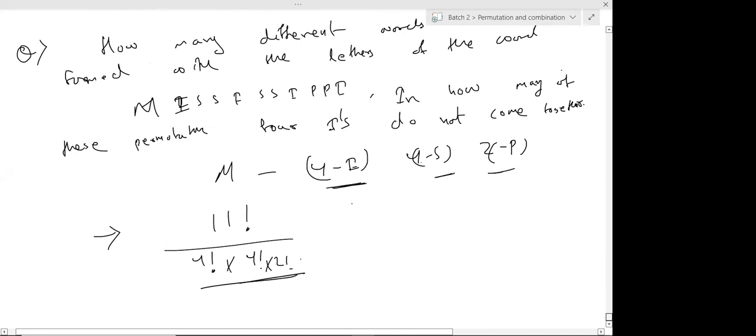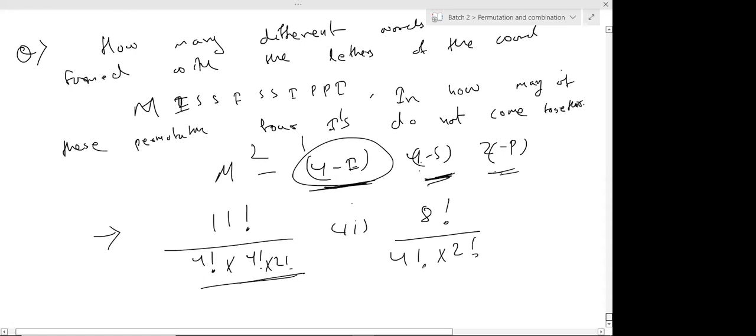So dividing by that. In the second part, they are asking in how many of these permutations 4 I's do not come together. So let's calculate in how many 4 I's come together. All right. So if I make a bundle of this, how many units do I have? This is 1, this is 2, plus 4, 6, plus 2, 8. 8 factorial divided by 4 factorial into 2 factorial for 4 S's and 2 P's. So this is where 4 I's come together.